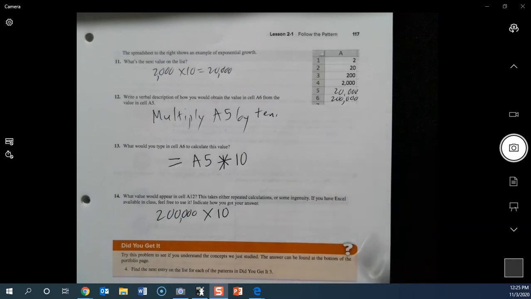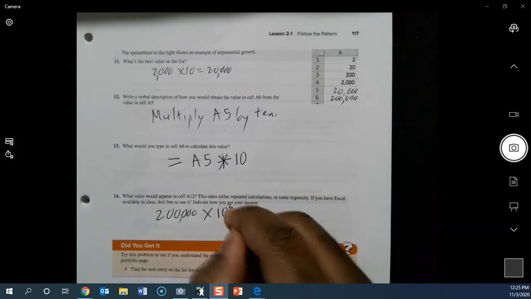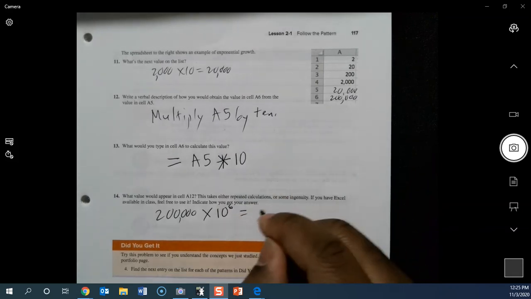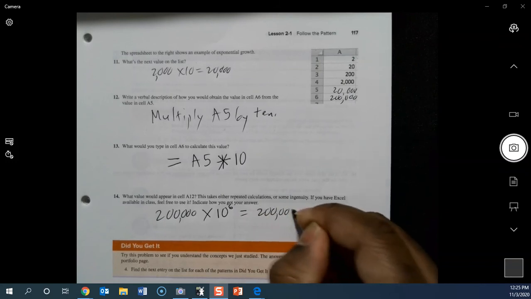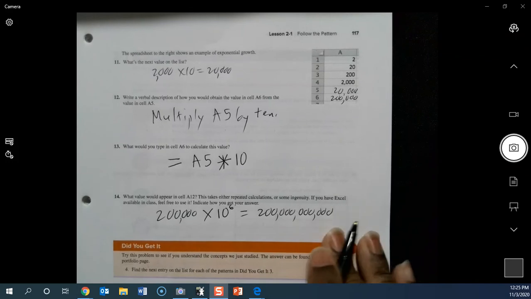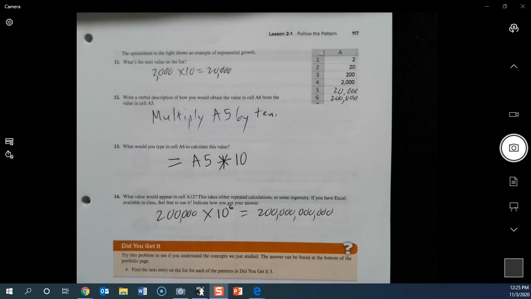So from A6 to A12, we will be going down 6 places. So it'll be times 10 to the 6th power. So it'd be 200,000 times 10 to the 6th power. So we know we would just add 6 more zeros. And that will give us our final answer. So this right here would be 200 billion.